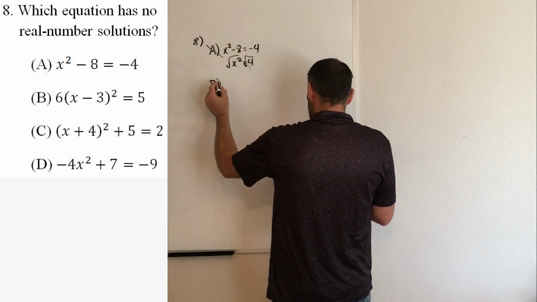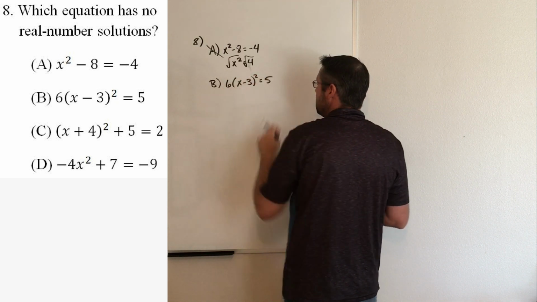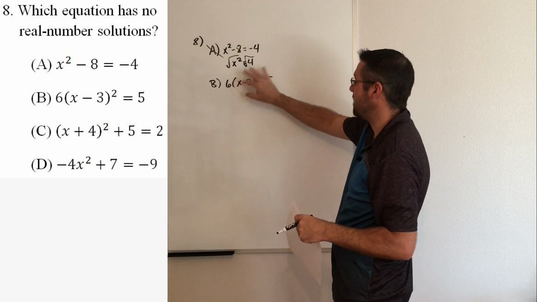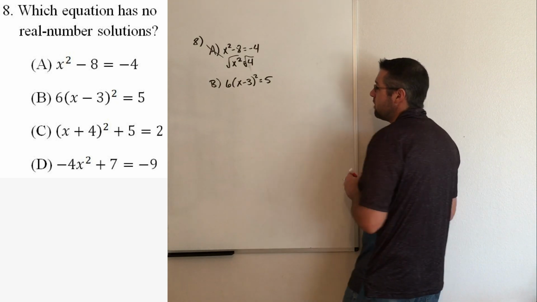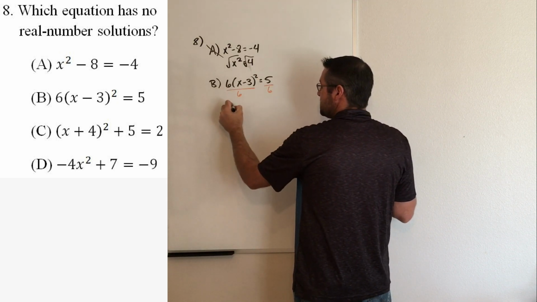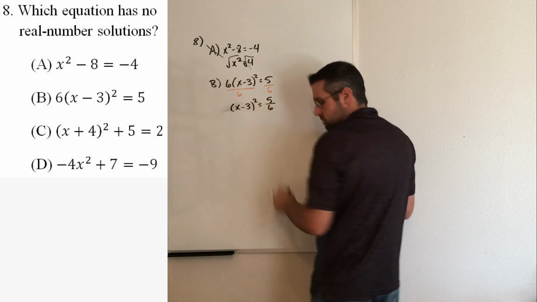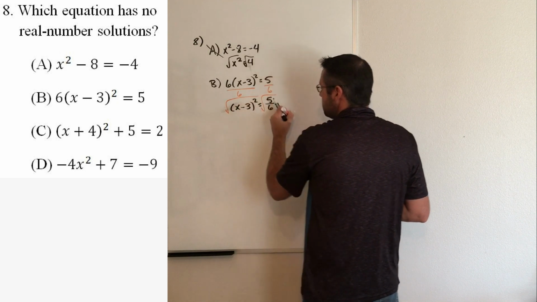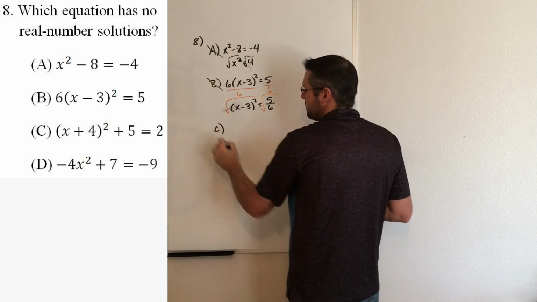For option B, it gives us 6 times x minus 3 squared equals 5. Again, we could get this down to standard form and find the discriminant. But because this is already in a factored form, it's probably easiest to solve for x and to see what's going on here. So I'm going to isolate the square, so I'm going to divide by 6. So I end up with x minus 3 squared equals 5/6, whatever that is. And then when I square root the 5/6, that's a positive number, so therefore it's going to produce real solutions. So B has all real solutions here.